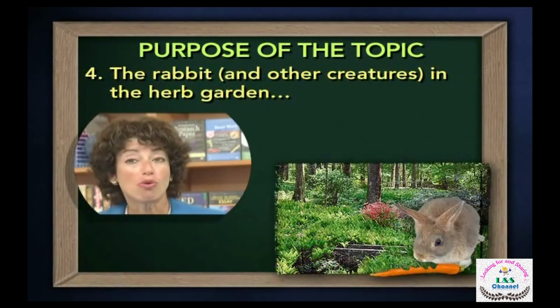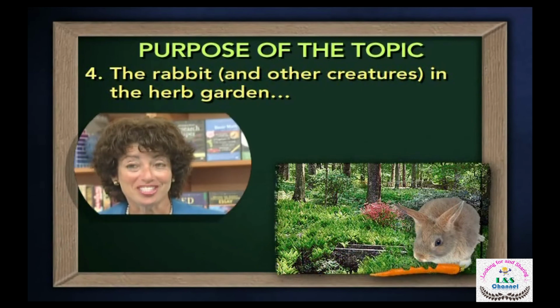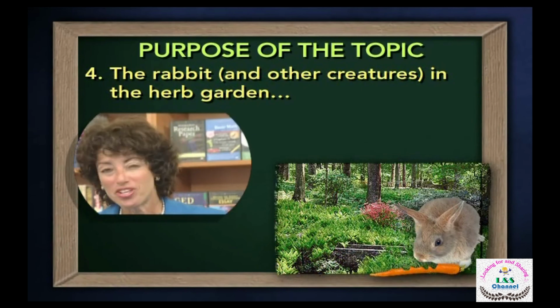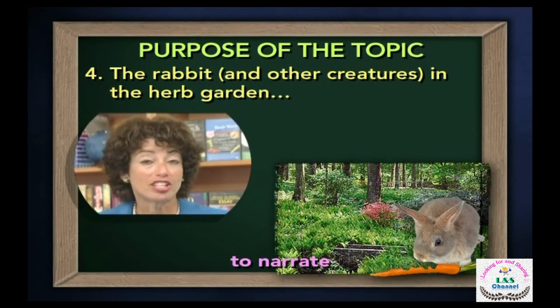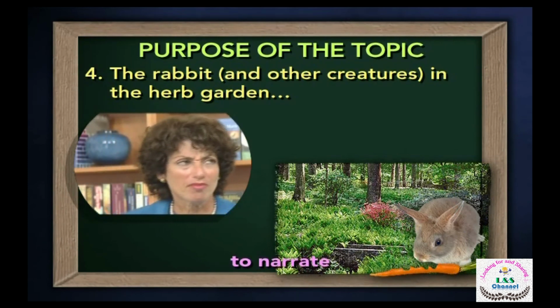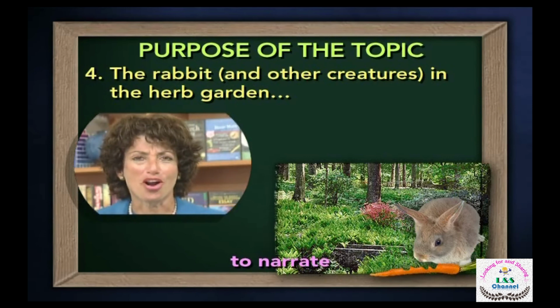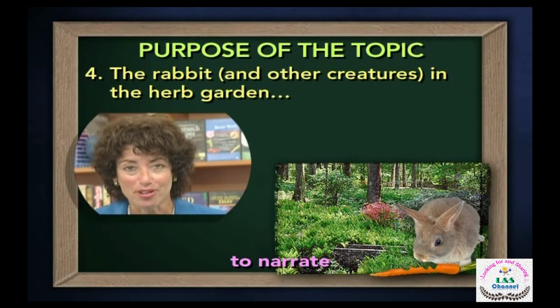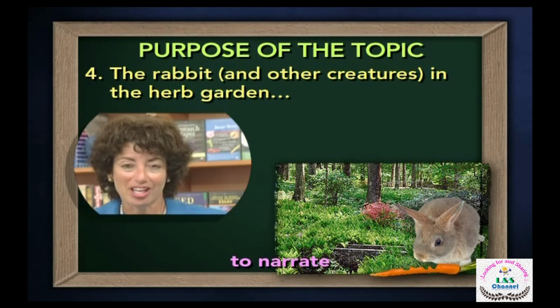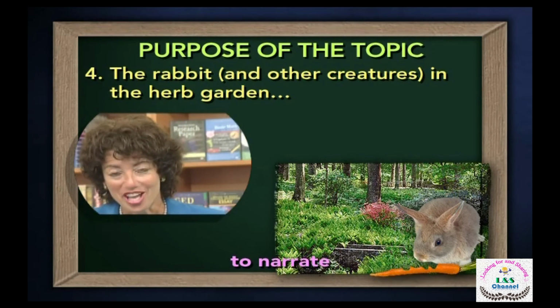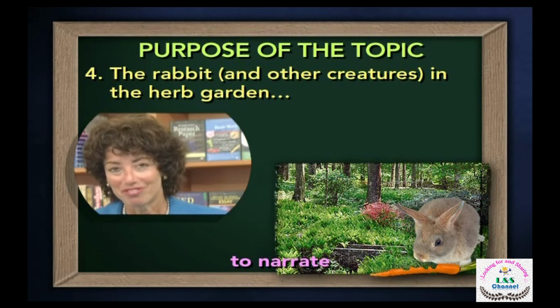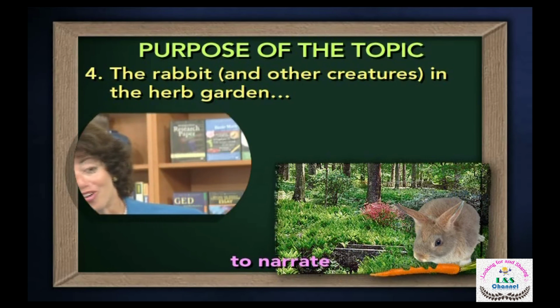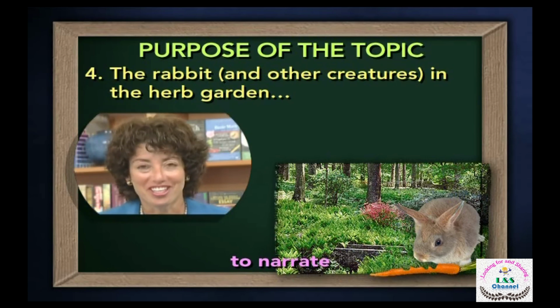And number 4, the rabbit and other creatures in the herb garden. Well, this probably would be a story. You're going to narrate. You're going to tell about the rabbit who maybe got into your herb garden and started nibbling on certain things. And so to spite the rabbit, what you decided to do was to plant carrots around the edges. And the rabbit ate through one part of the carrots and then ate all the way through the garden and ate everything in its path.